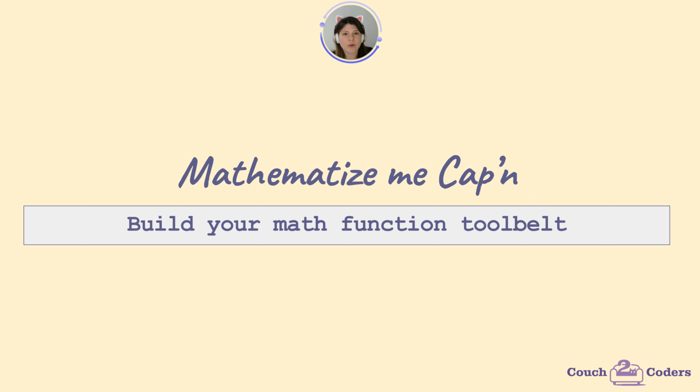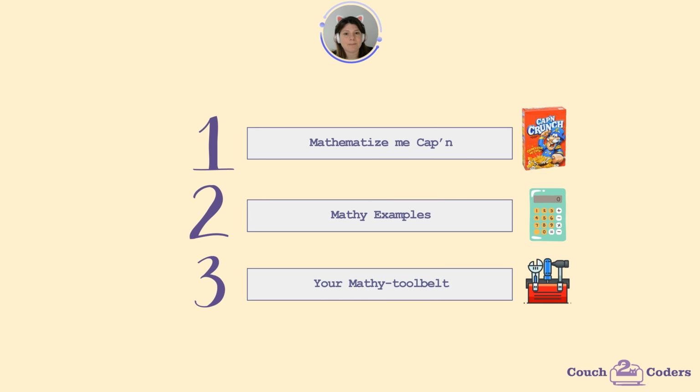In this module, we are going to start building our math function tool belt. Let's get started. Originally I thought I was going to be able to fit module 11 and 12 together, but I had to separate it because I had a lot to say. So in this module, we're focusing specifically on our math functions that we can use in BigQuery. The first lesson that you're in right now is called Math-matize cabin.